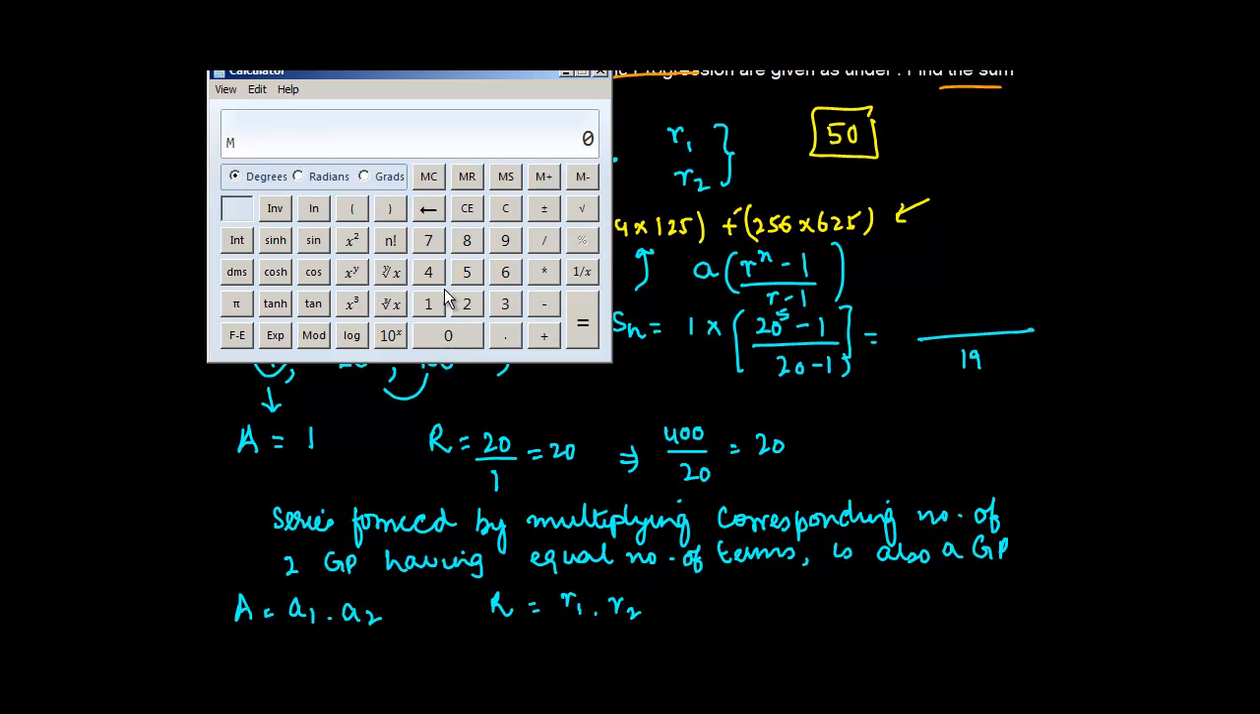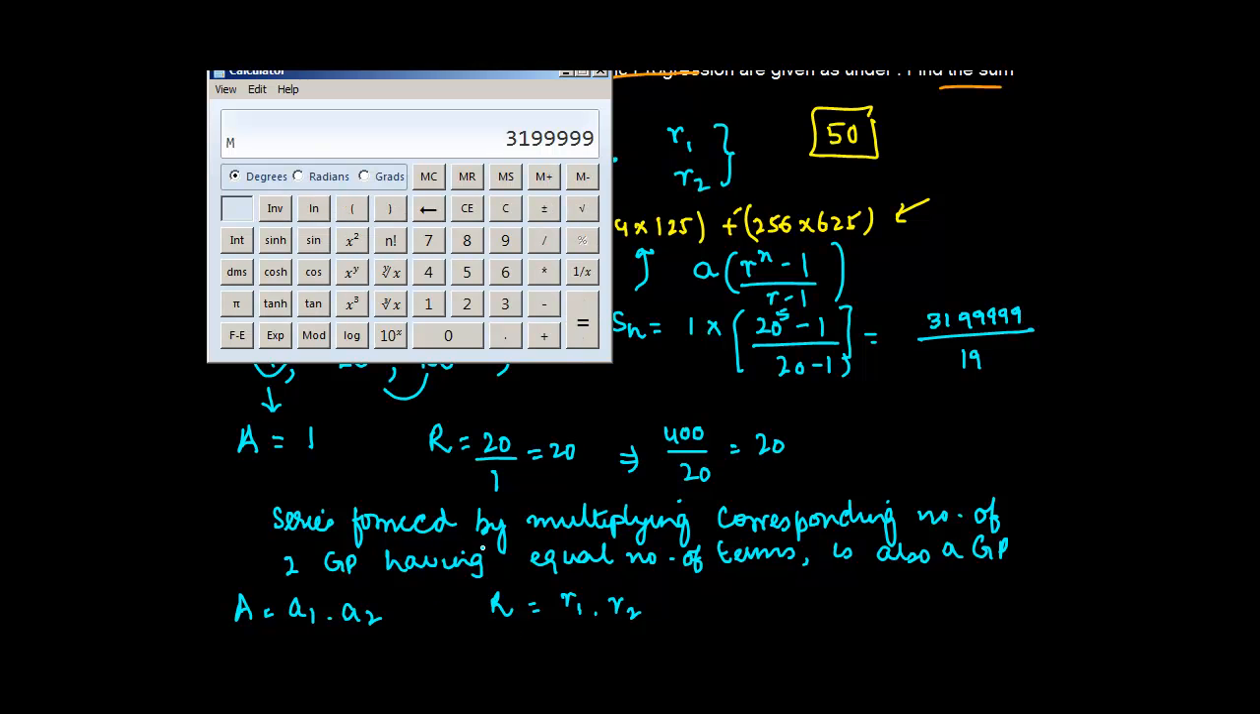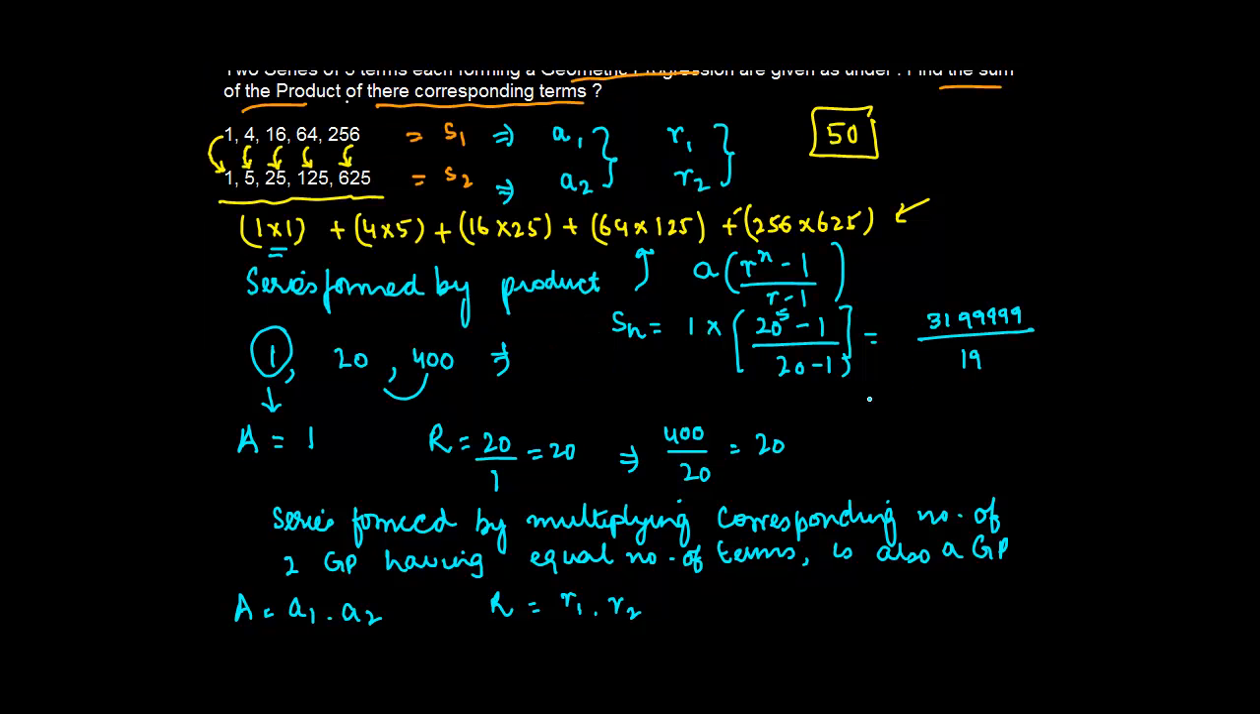I need a calculator to solve this. 20 raised to the power 5 is equal to this, minus 1 is equal to this number. So 3, 1, 1, 2, 3, 4, 5 divided by 19. Can I divide this? 168,421. So this is the sum that you get.